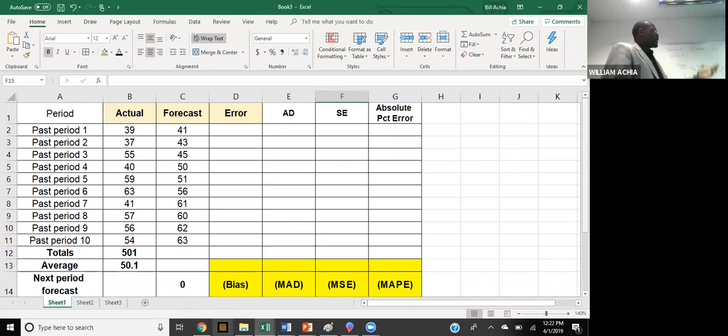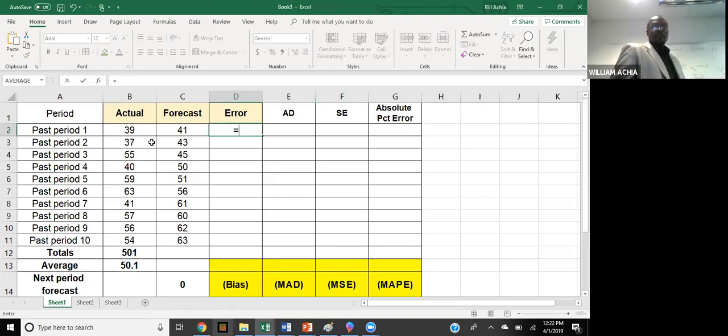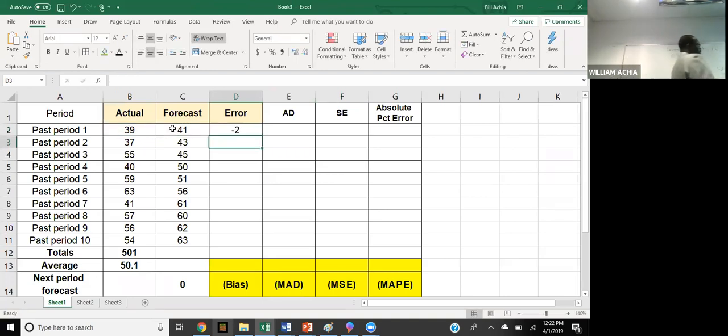We have 10 periods of historical data where we had actual demand and the forecast that the planner had put in place. Okay? And we had to figure out what's the difference between what we forecast and what our realized demand was. Okay? So for period 1, we have a difference of what? They forecast 41 units and customers demanded 39. So we have a difference of 2, right? 2 units, we're off by 2 units. That doesn't seem too bad.